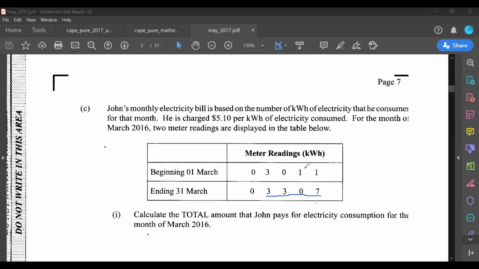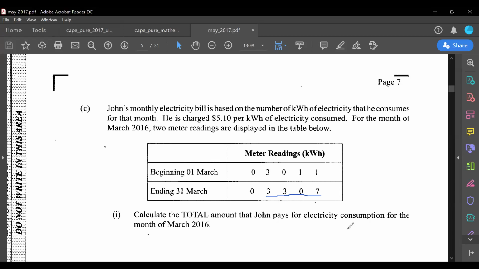I got $91.80. Okay, can you explain what you did this time? I multiplied the numbers by the $5.10, and then I added all.